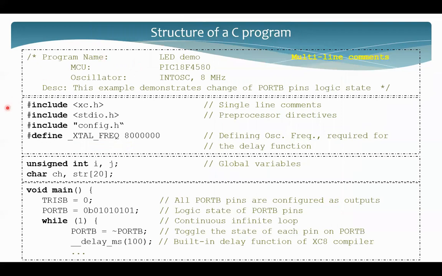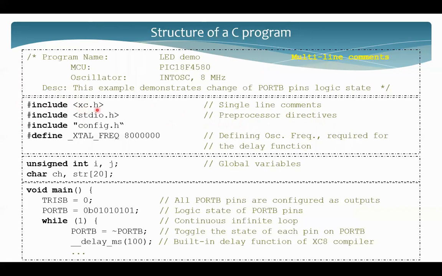Now let us look at a basic structure of a C program. Like any other computer program, we have to start writing our program using comments. We write comments in the beginning of the program, and in C we can have multi-line comments written with /* and ending with */, and you can have single line comments by using //. At the beginning of the program we write a few comments to describe what this program is about, and then we'll have a few preprocessor directives like #include <xc.h>.